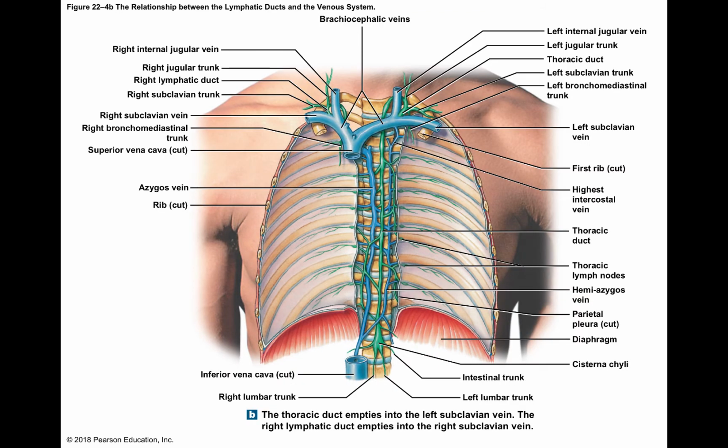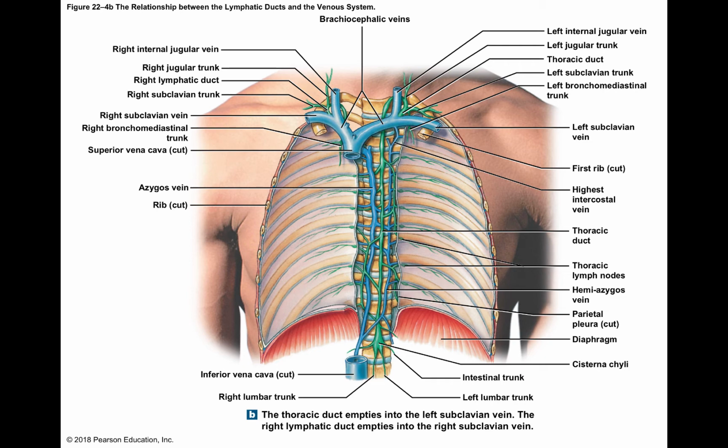So let's take a look at this picture and see where those vessels are. This vessel right up here, this is on the right side of the body. This is the right lymphatic duct, and it's draining into that right subclavian vein. This here, this long green tube coming up and draining into the left subclavian vein, that is the thoracic duct. The thoracic duct.